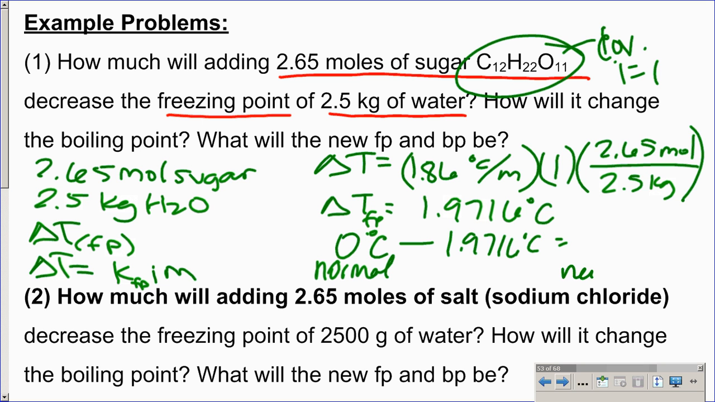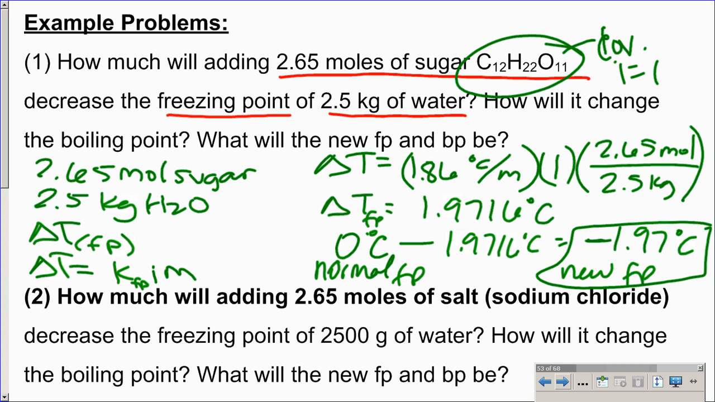So what's the new freezing point? Negative 1.97. I'm going to stop it there, okay? So there is our new freezing point, negative 1.97. That's pretty good. It doesn't get in the negatives real often in North Carolina, so we're doing good.